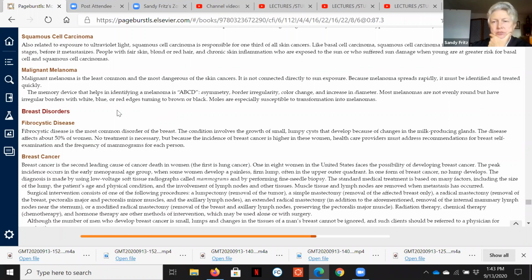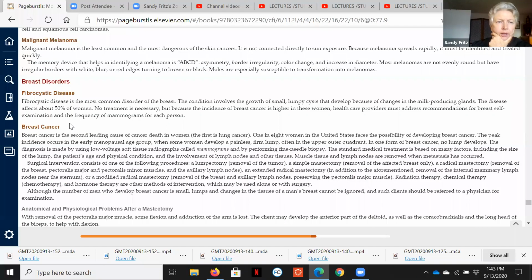And then we have breast disorders here as well. So fibrocystic disease or fibrotic breast tissues, that's fairly common. And it can feel lumpy, which can be a concern because you don't know if it is fibrotic tissue or not. So that's always an indication for a referral.